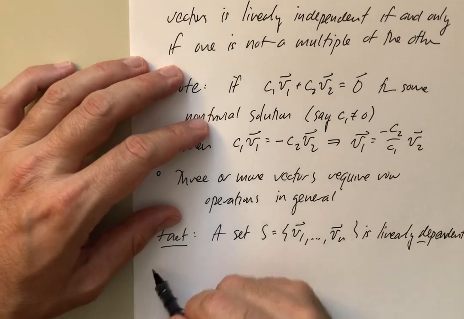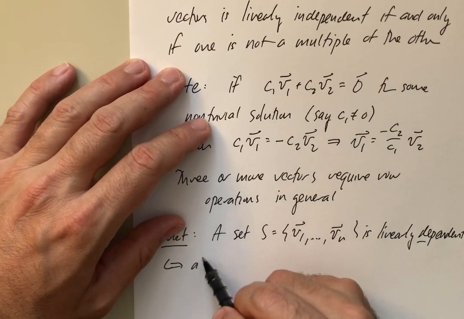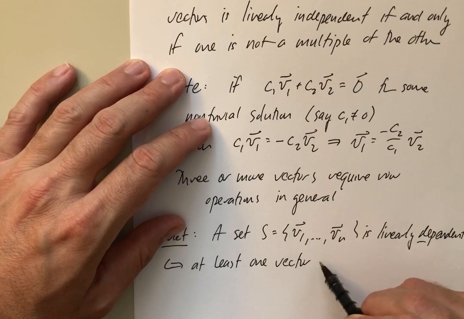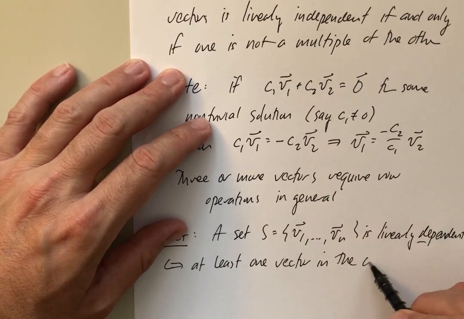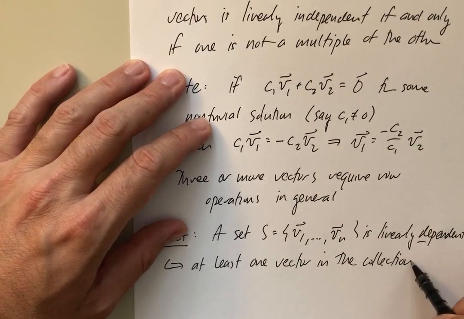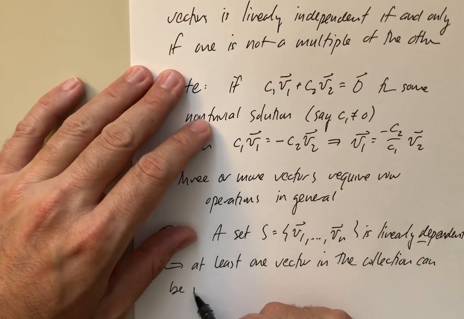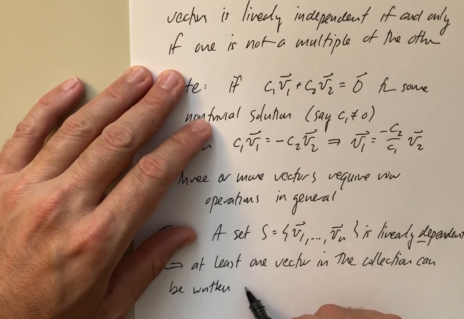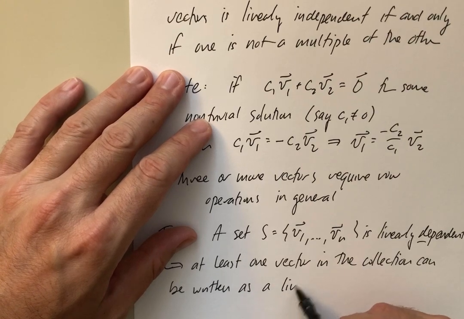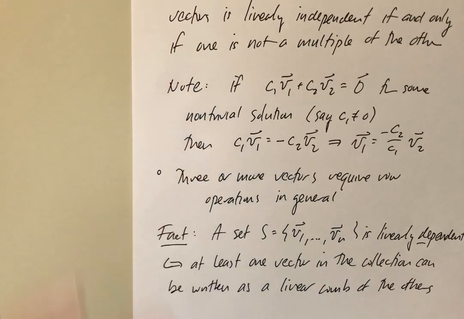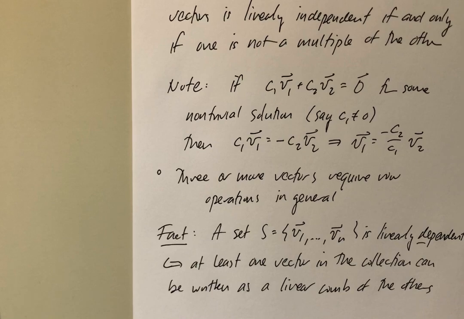So dependent if and only if at least one vector in the collection can be written as a linear combination of the others. Okay, so I'll show you this in a second.